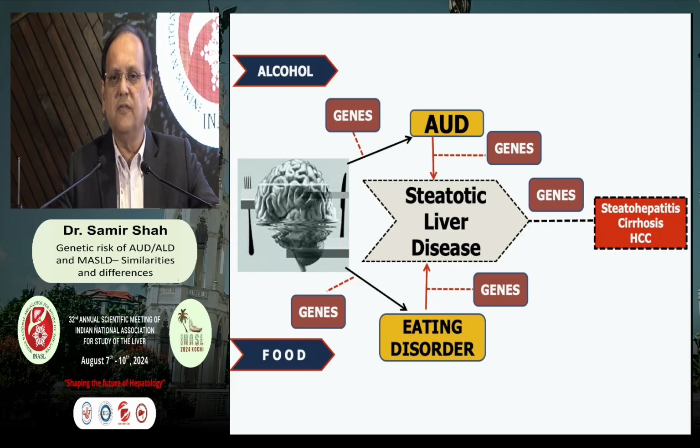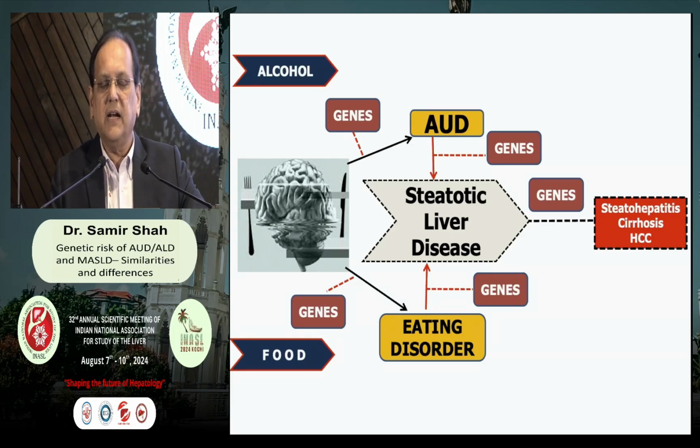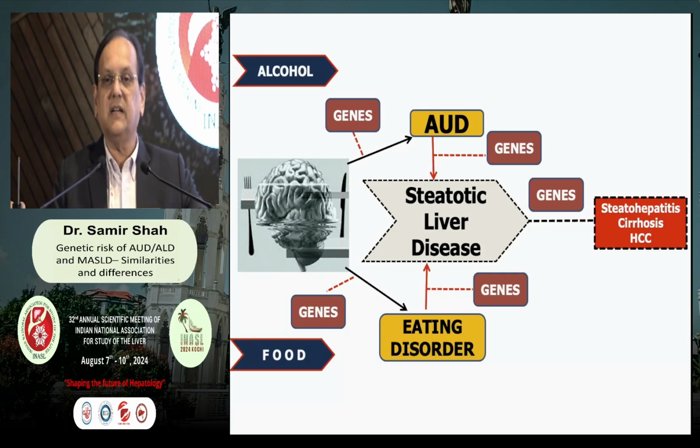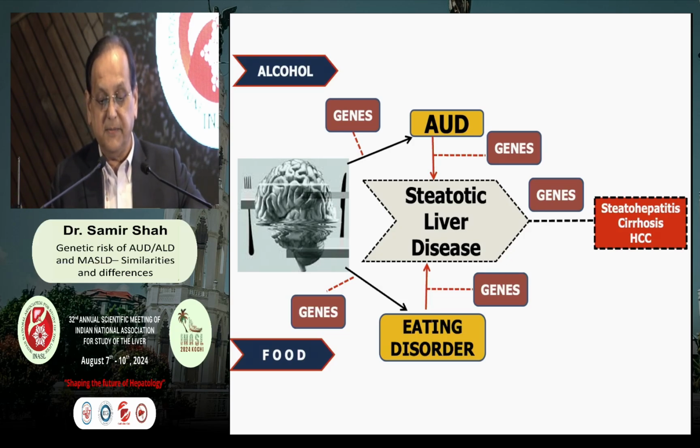All of us would know and understand that not all patients who consume alcohol get alcoholic liver disease. Similarly, not all patients who have steatotic liver disease progress to steatohepatitis, cirrhosis and hepatocellular carcinoma. So there are genes involved at every step, whether the person who is consuming alcohol gets alcohol use disorder, or whether a person who has steatotic liver will progress.